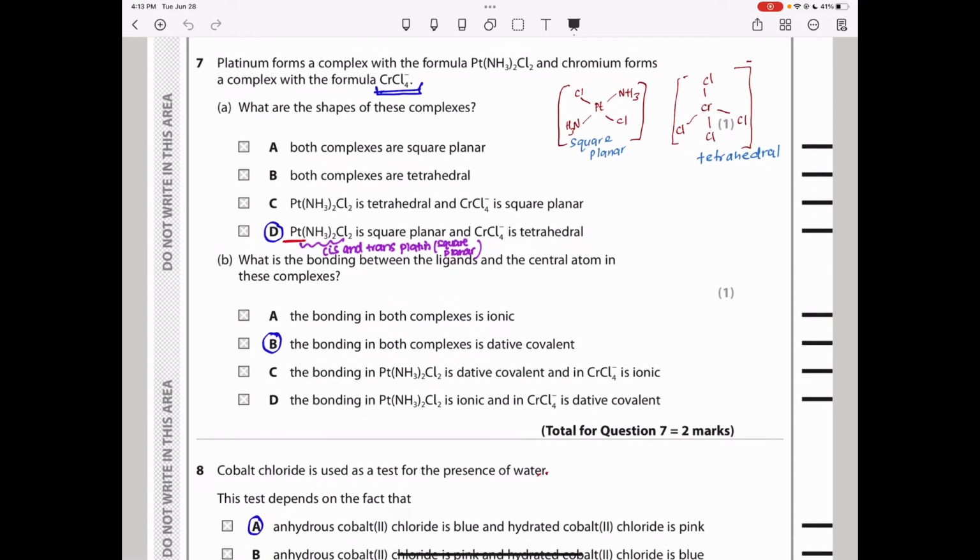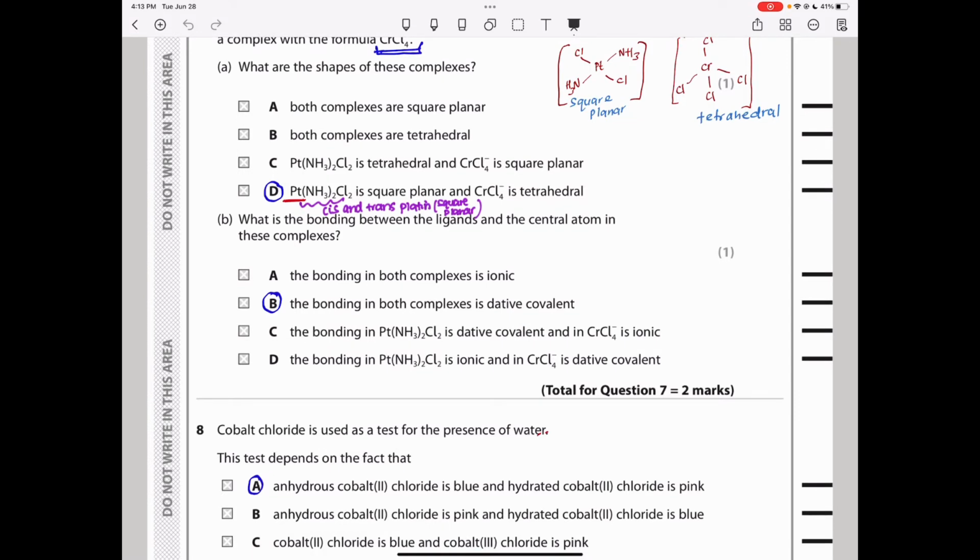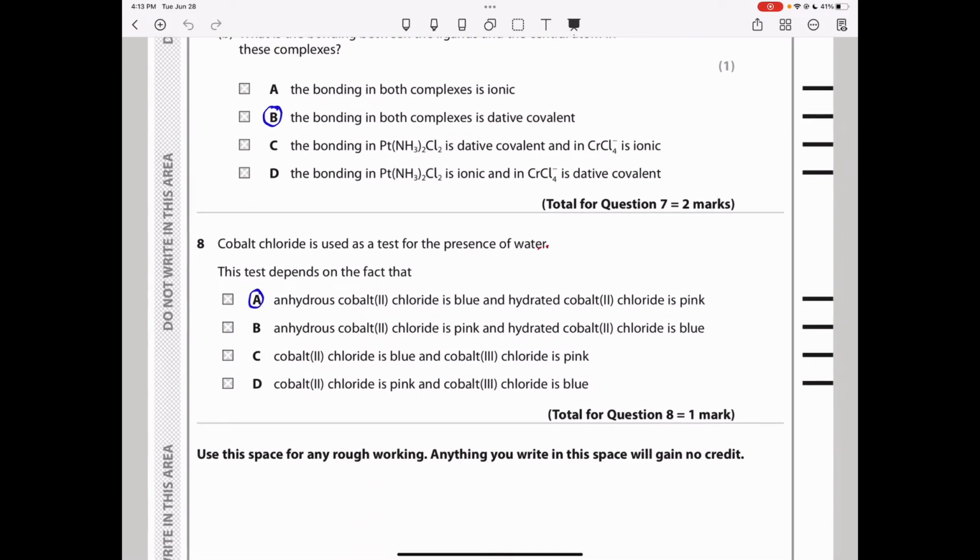So let's continue to part B. B says, what is the bonding between the ligands and the central atom in these complexes? We have to know what type of bonds these are: dative covalent bonds. So both complexes have dative covalent bonds. The bonding between the ligands and the central metal can never be ionic. It should be only a dative covalent bond. So the answer should be a B. This is quite easy actually.